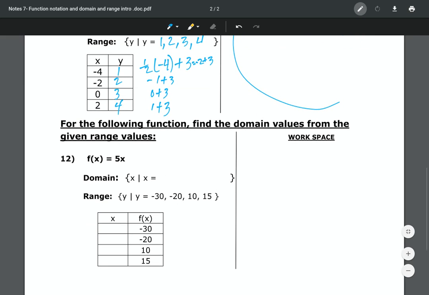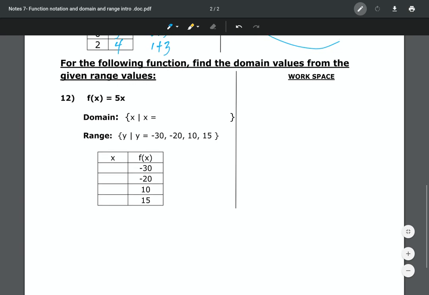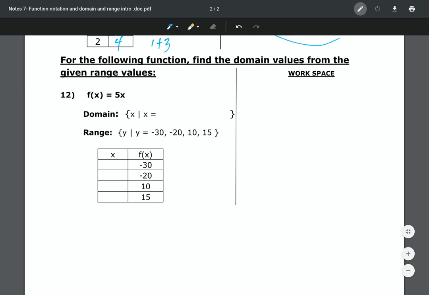All right, let's look at number 12. For the following function, find the domain values from the given range. So this one may take a little bit more space. So I'm going to come over here. And remember, f of x is the same thing as y. So let's say instead of f of x, we have y equals 5x. Or we can just leave it as f of x equals 5x. So that would help out in the table.